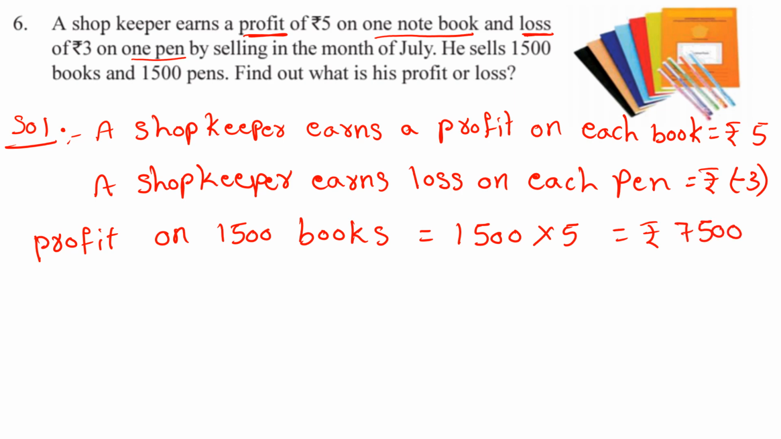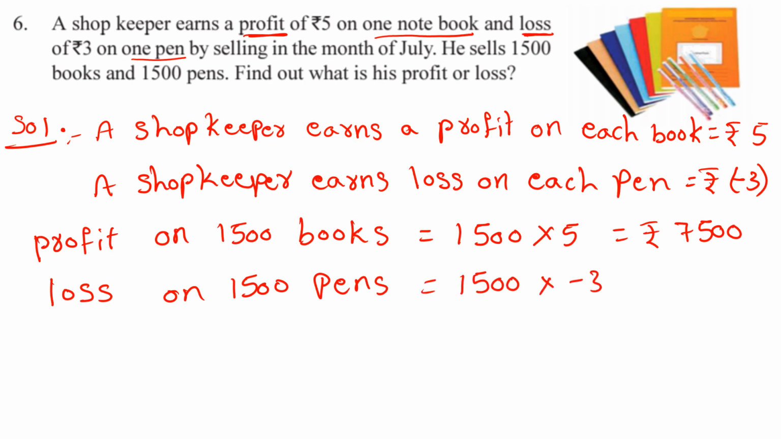7500 rupees. Now loss on 1500 pens is also 1500 into minus 3. He lost minus 3 on each pen. That's why 1500 into minus 3 equals minus 4500 rupees. Minus 4500 rupees. Understand?